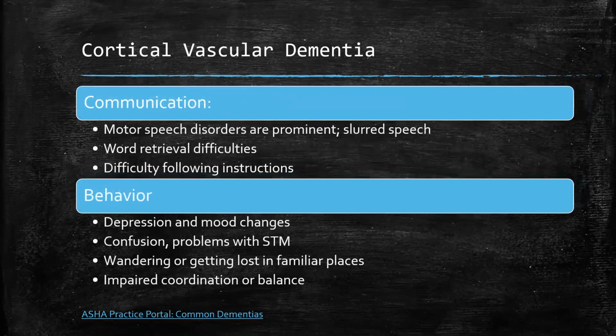So in cortical vascular dementia, we'll see changes again to communication and behavior. So motor speech disorders are prominent in these individuals. You may hear slurred speech. This person might also have word retrieval difficulties and a hard time following instructions. We'll see things like depression and mood changes. This person will be very confused. They'll have problems with short-term memory, wandering, getting lost in familiar places, and they also may present with impaired coordination and balance.